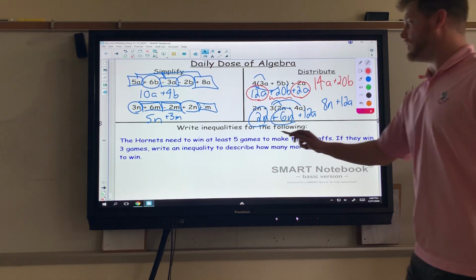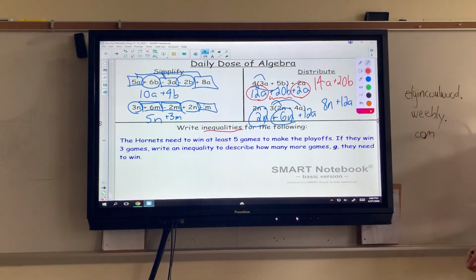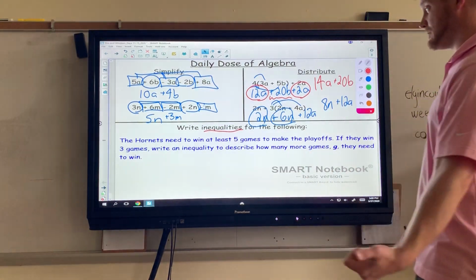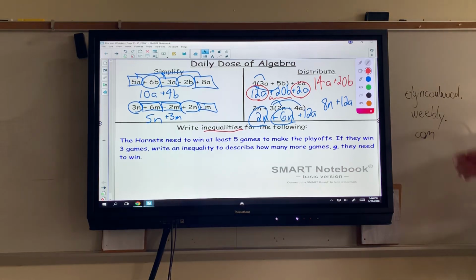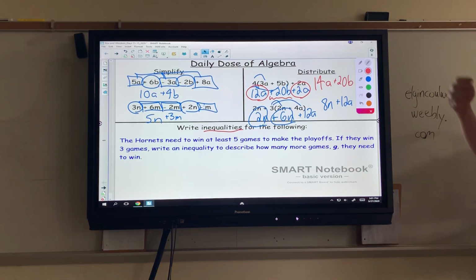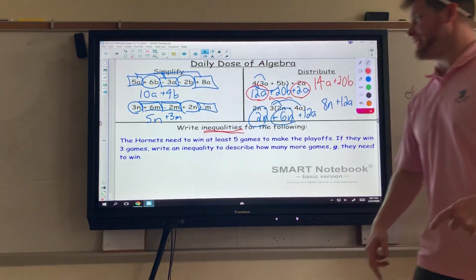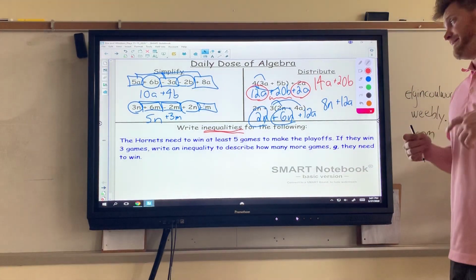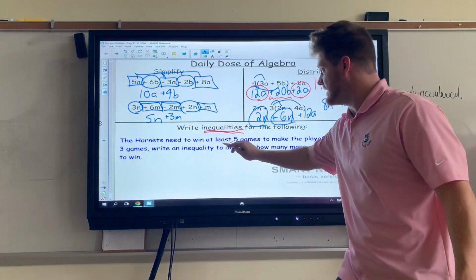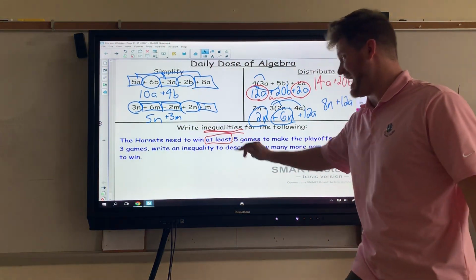Last but not least, inequalities. Remember, inequalities are less than, greater than, less than or equal to, or greater than or equal to. They're different than equations. Remember, equations have equal signs. They have one answer. An inequality is going to have an infinite number of solutions, okay? And you find these inequalities with keywords. In this case, it's going to be at least.